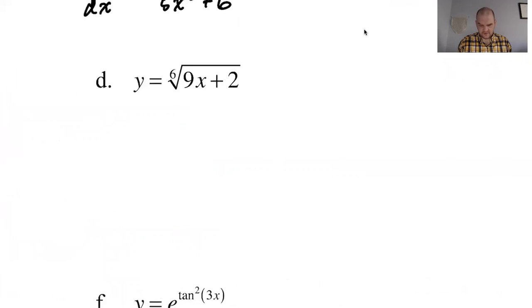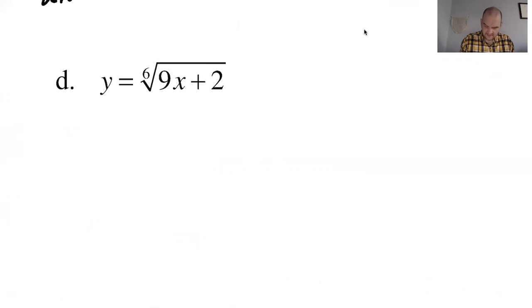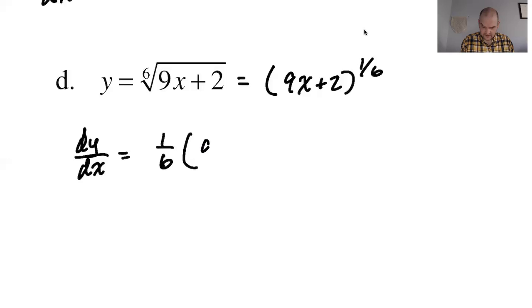All right, I'm going to do one more in this video and then come back in the next video and just keep going. So here, I think a good idea is to rewrite this as the quantity 9x plus 2 to the 1/6. Now we're just in a position where we're saying what's the derivative of something to the 1/6? So dy/dx is just power rule. It's going to be 1/6 the quantity 9x plus 2 to the negative 5/6 times the derivative of the thing.